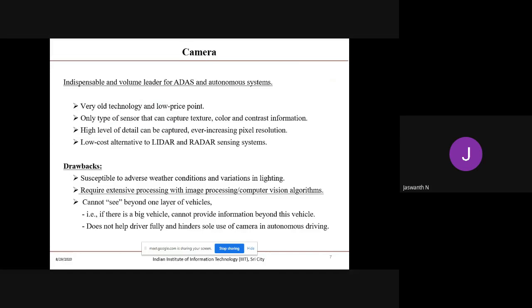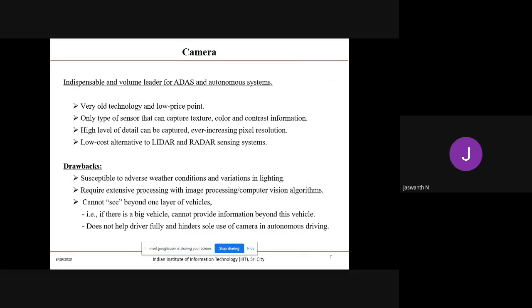So apart from the radar and lidar sensing mechanisms, there is a cost effective solution called a camera. Basically, a camera is lightweight and low price point, and it is majorly used to capture the texture, color, and contrast information, which is helpful in terms of analyzing the object or localizing the object and the complete visual perception.